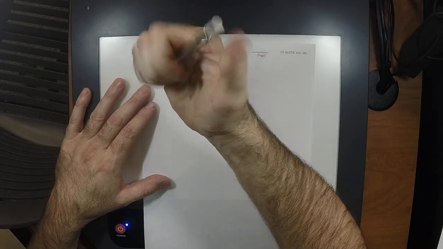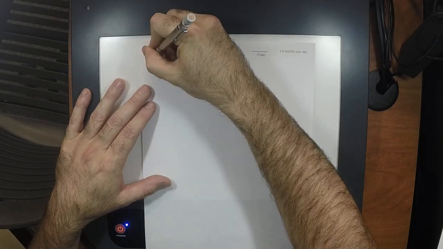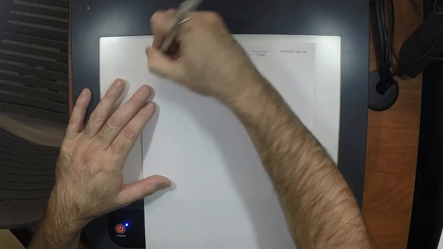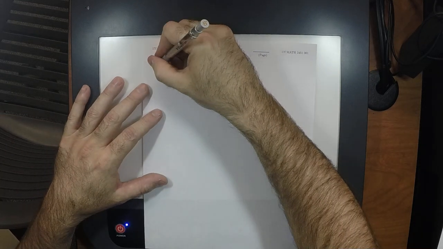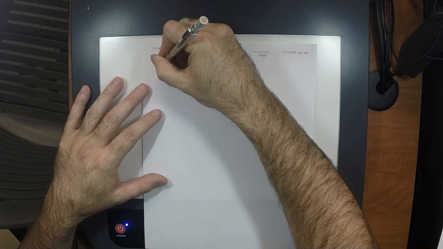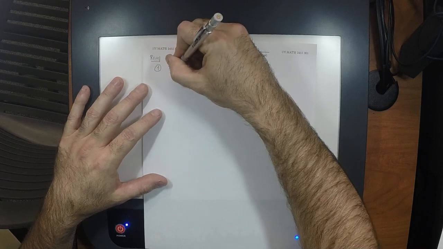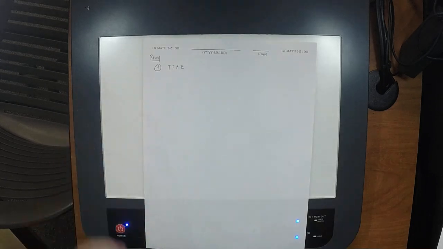So, let's write down all the things that we need to know. So we need to know all of those and that one. Okay. So these are all things that are known from linear algebra. So in the first place, one. The following are equivalent. TFAE.